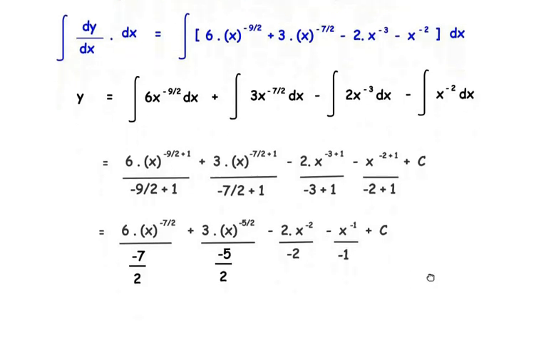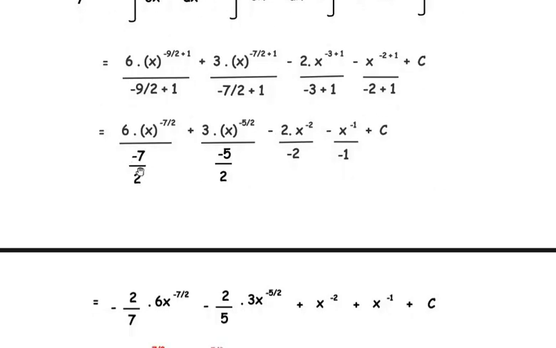Now here further simplifying we get, now let us take this denominator to the numerator. So the fraction flips upside down, giving us minus, now 7 over 2 becomes 2 over 7 times 6 times x to the power of minus 7 over 2. Now here plus with minus gives us minus sign, and this fraction flips upside down, giving us 2 over 5 times 3 times x to the power of negative 5 over 2. Now minus 2 and minus 2 will divide each other, giving us plus 1 times x to the power of negative 2. Now again minus and minus gives us plus x to the power of minus 1 plus c.